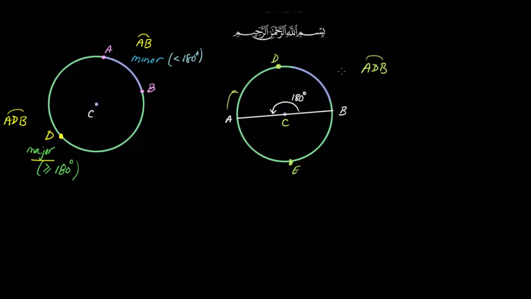And the measure of this arc is going to be 180 degrees. And then we have another arc over here. You can go this way or this way. You can label it either way, and it would mean the same thing. Let's call this this way. So the measure of arc BEA is also going to be 180 degrees. Now, if you have half of the circle like this, of course, that's a semicircle. So half of the circle, or the major arc, is going to be a semicircle.